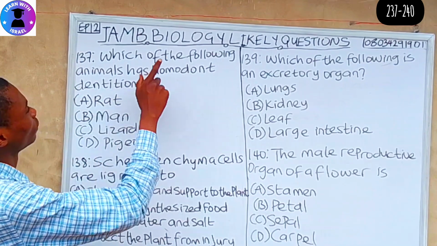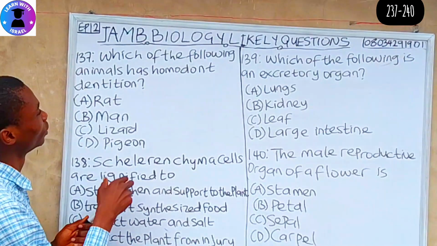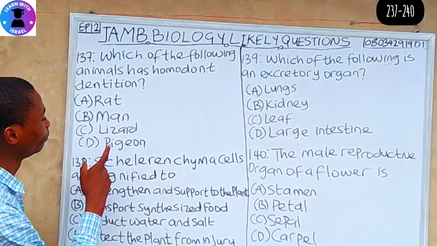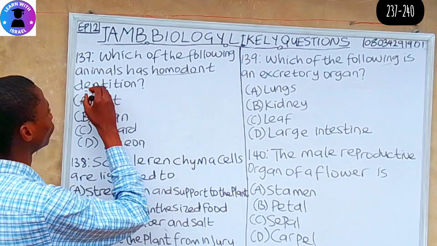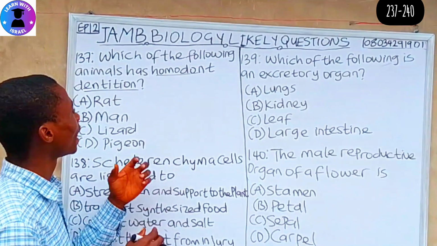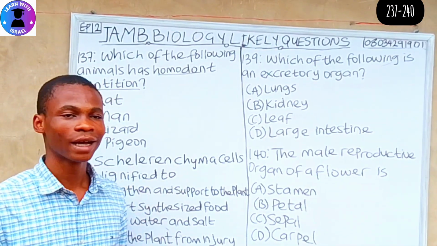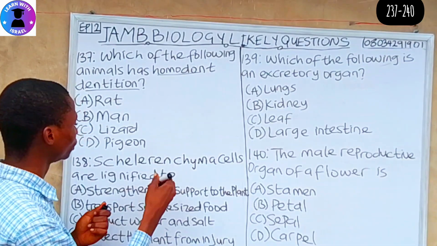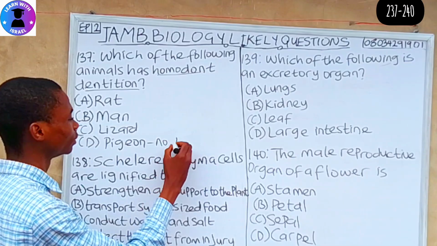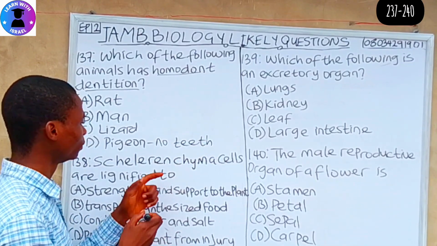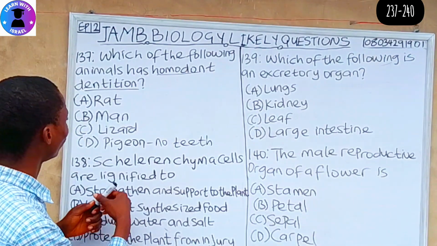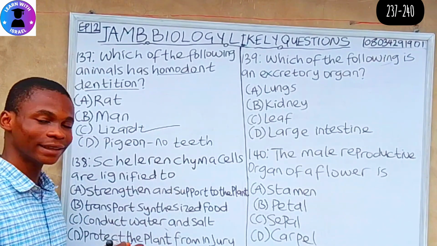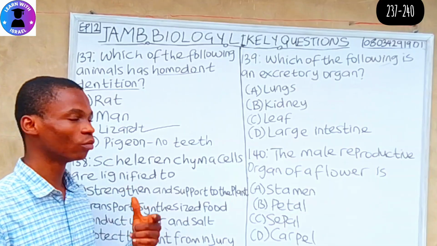Question 137. Which of the following animals has homodont dentition? A. Rat, B. Man, C. Lizard, D. Pigeon. So what's homodont dentition? Homodont dentition is having the same set of teeth. So we have to check the following animal that has the same set of teeth. Pigeon has no teeth, and pigeon is a type of bird. Lizard has the same set of teeth. So lizard is the correct answer. Lizard has homodont dentition, which also means the same set of teeth.